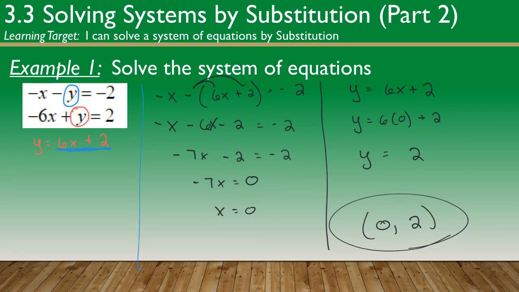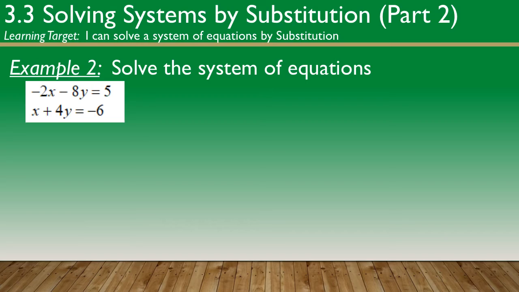Okay, so let's take a look at another one. So here we have the two equations, negative 2x minus 8y is equal to 5, and x plus 4y is equal to negative 6. So again, the bottom equation, that x right there, that's going to be the easiest one to isolate. So if I just subtract 4y from both sides, we get x is equal to negative 4y minus 6. Okay, so now we're going to go up to the top equation and we're going to substitute this in the place of x right here. Okay, so that gives us negative 2 times negative 4y minus 6 minus 8y is equal to 5.